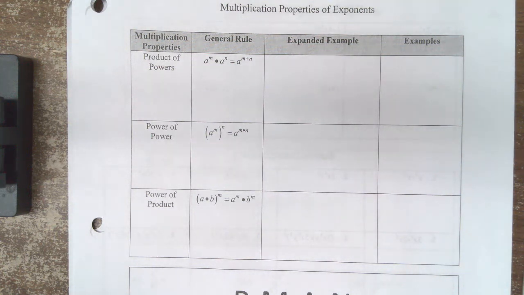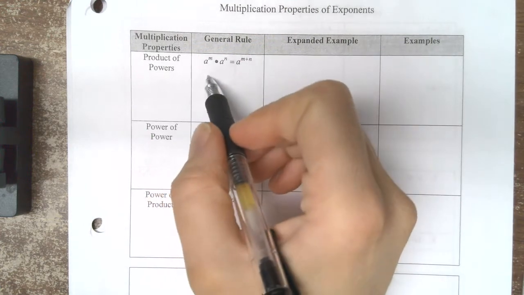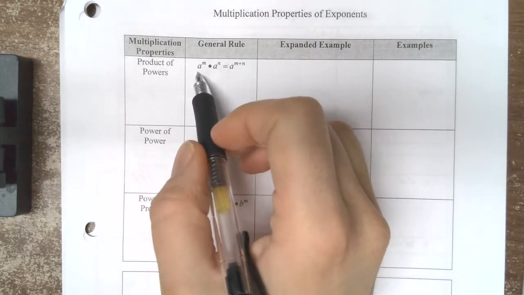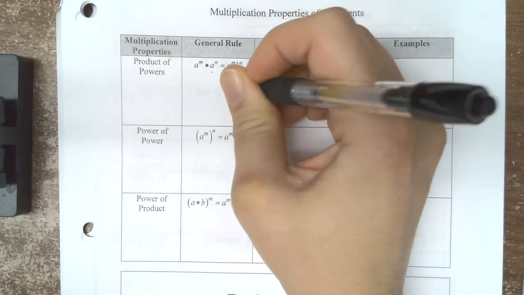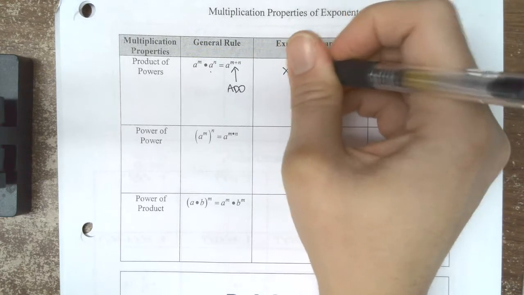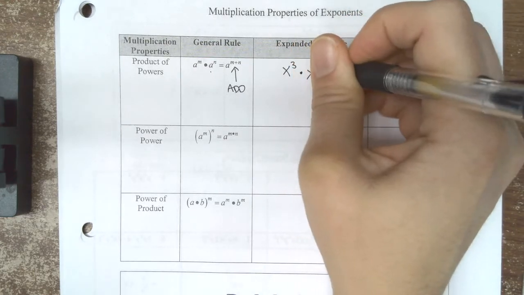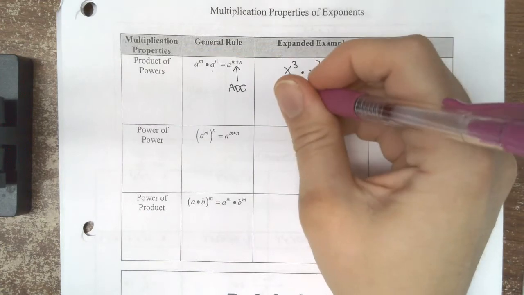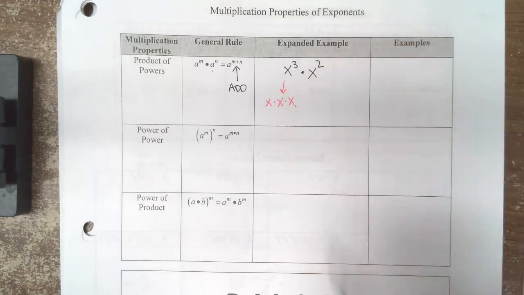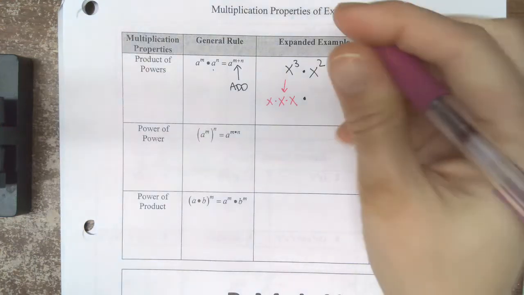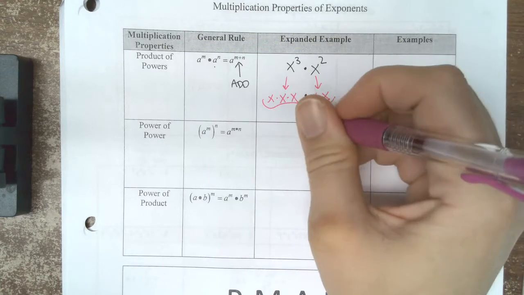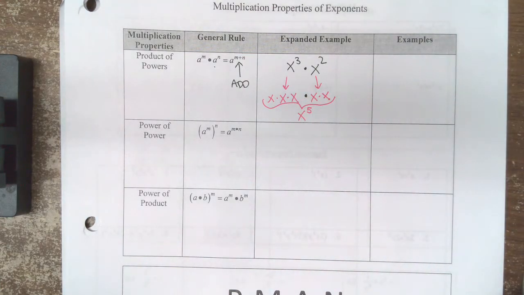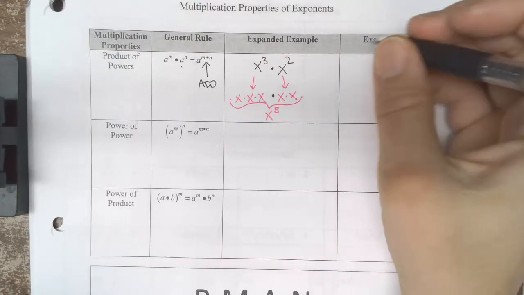Okay, so to recap the properties that we just learned, if I have a product of power, or power of the same base being multiplied by another power, then I can add my exponents. For example, if I have x cubed times x squared, we know that if we were to expand this, x cubed is 3 factors of x, and x squared is 2 factors of x, and that all together, that's 5 factors of x.